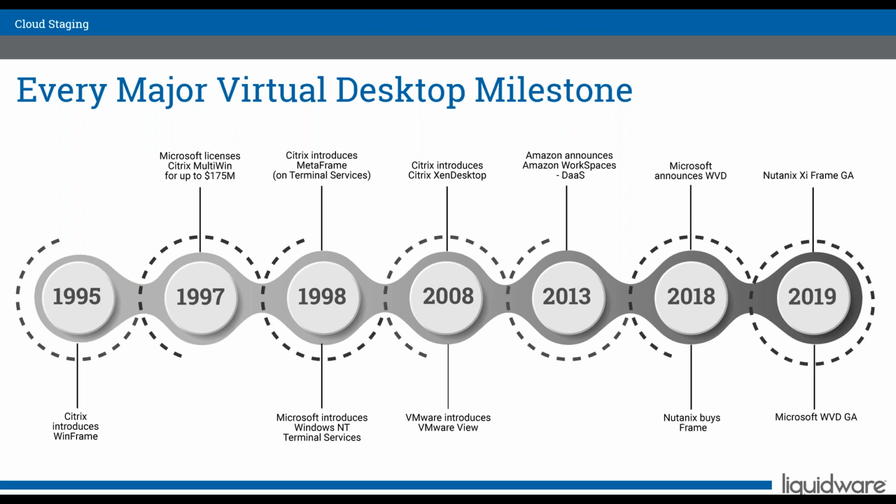If you look back at the virtual desktop part of this industry, Citrix introduced WinFrame in '95, and they were around right before that. But as far as WinFrame goes, the first very viable Windows server-based computing product, 1995, and Microsoft took note of it and also got into the market in a big way by licensing Citrix MultiWin in '97. They also started to rein in the spread of delivering Windows this way in 1998 by introducing Windows NT terminal services.